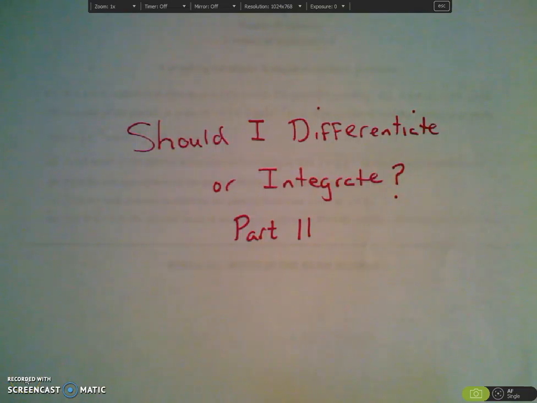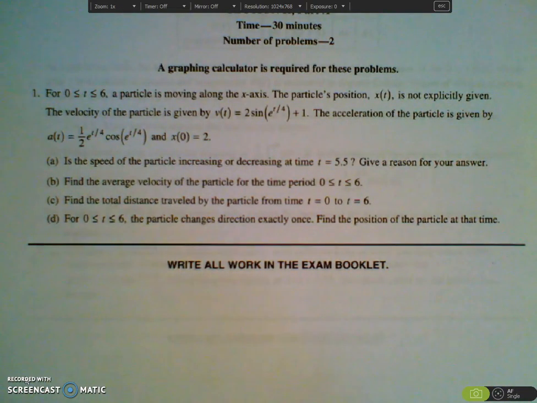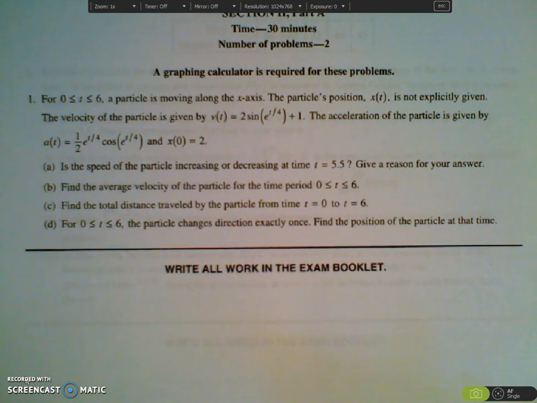Welcome to part 2 in this exciting series of Should I Differentiate or Integrate? We have some questions we're going to be looking at today, and we're not actually going to be working any of these questions. What we're going to be doing is deciding if each part of the question calls for a derivative or an integral.